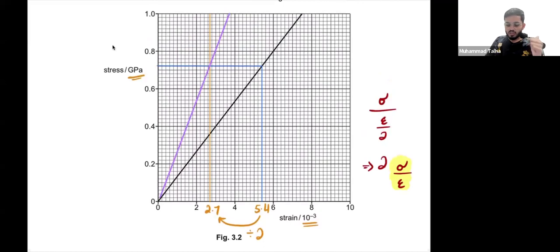So same stress, but half of 5.4 is 2.7. So my graph should still go from the origin and pass through this point, and this is the graph that I get. Just try to correct this a bit. So yeah.